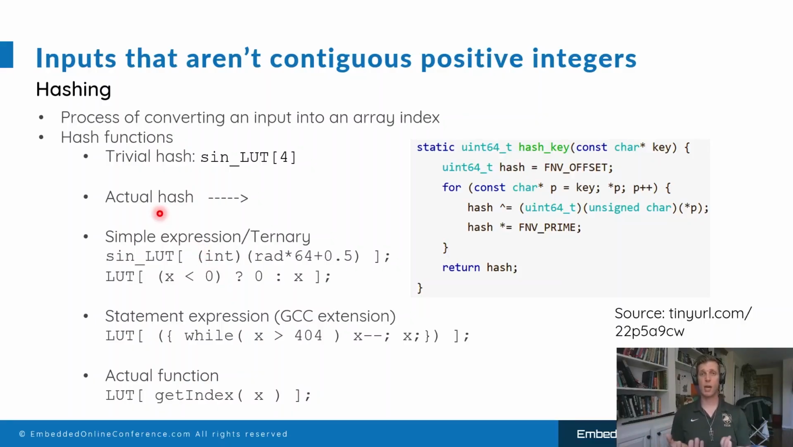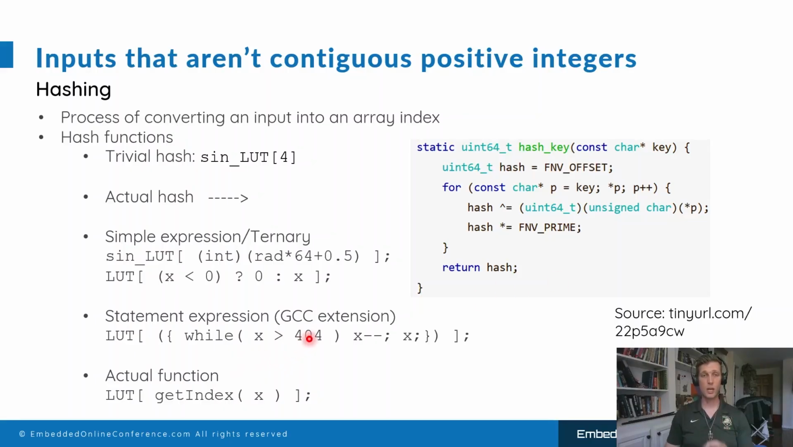Additionally, I could use an actual hash function. So here's an example of an implementation of the FNV hash, and this is super useful, particularly for strings or structs that I want to use to index into an array. So I can take a word and compute the hash of that word, and use the hash value as the index into my array.